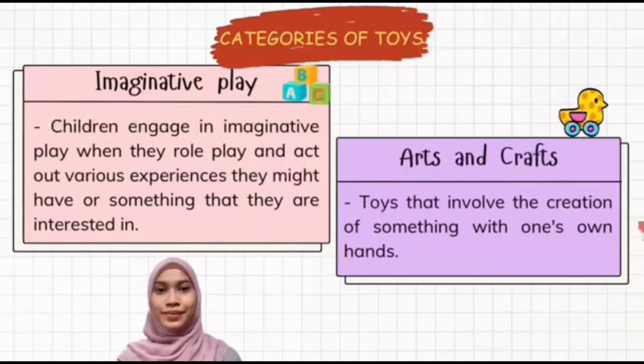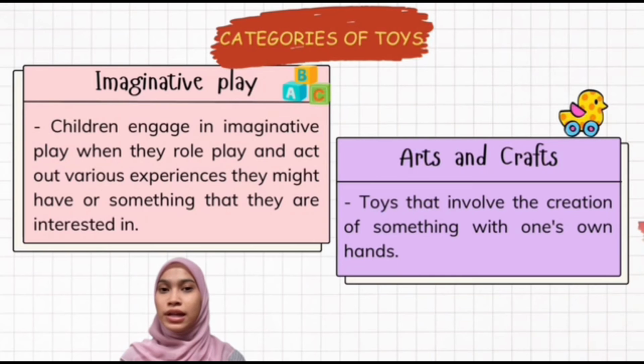Our next toys category is imaginative play. In imaginative play, children engage when they role play and act out based on their experiences or act out something that they are interested in. Imaginative play helps children to do decision making on how to behave and indirectly practice their social skills. An example of this kind of toys is a puppet theatre.